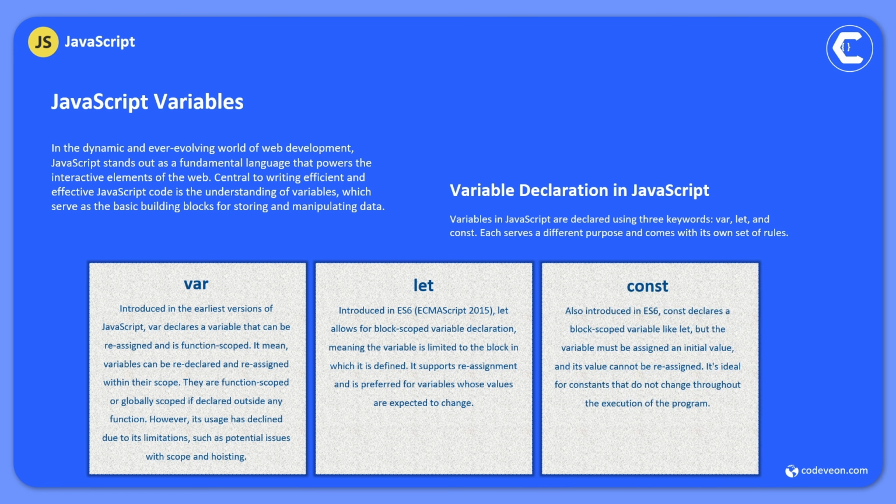Const. Also introduced in ES6, const declares a block-scoped variable like let, but the variable must be assigned an initial value, and its value cannot be reassigned. It's ideal for constants that do not change throughout the execution of the program.